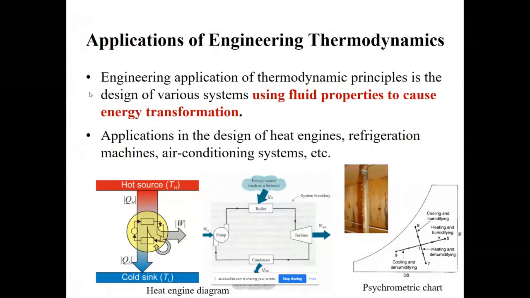And for the application of engineering thermodynamics, that's mainly to design various systems by using fluid properties to cause energy transformation. So, for example, this is for power plants. For power plants, there's a combustion of fossil fuels, so chemical energy turns into thermal energy. Then the thermal energy, by using heat engines, can be transformed into rotational mechanical work, the rotation of the turbine. Then it's connected to a power generator. It can produce electricity.